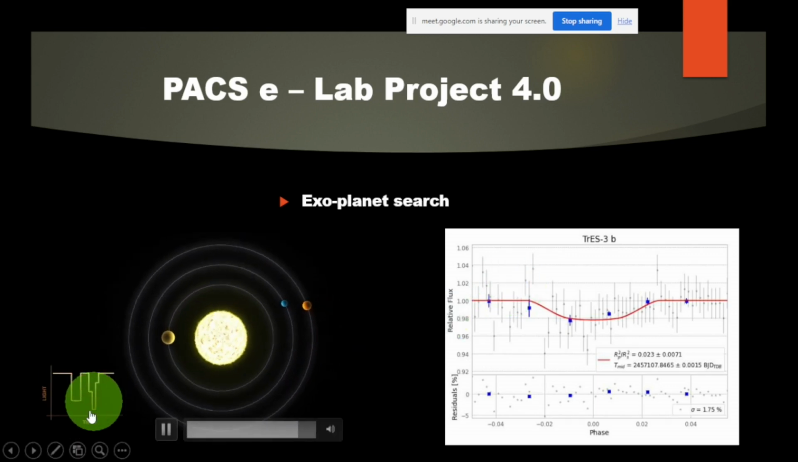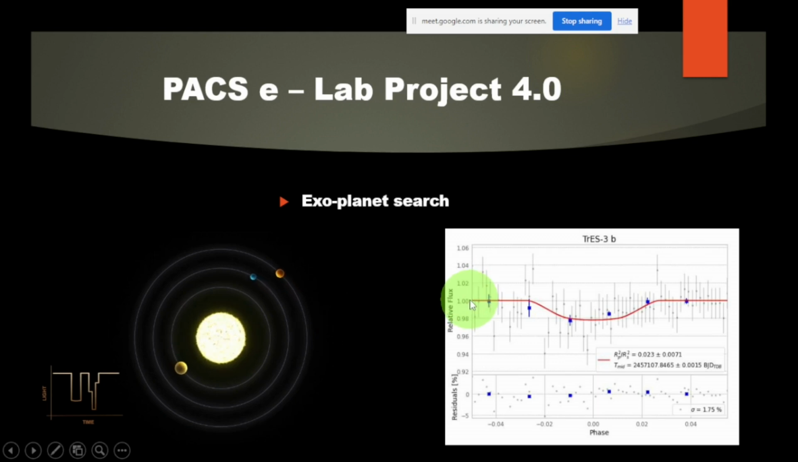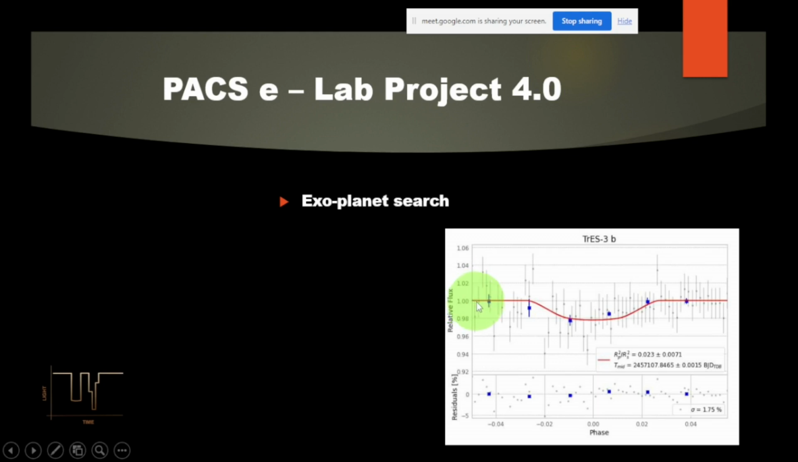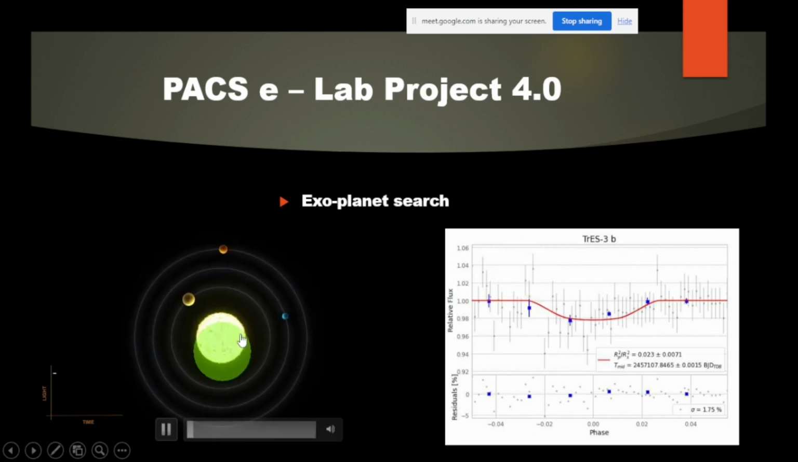So this is what we call the light curve. When there is no transit, the light curve will look straight. But when an object comes in front of the star, it will bring down the brightness. It's common sense, okay? It will bring down the brightness, so it will cause a dip. So when that object is gone, the brightness of the star will come back. So this is called a light curve. And we're going to train you on how to generate this light curve because you're going to contribute to exoplanet search.